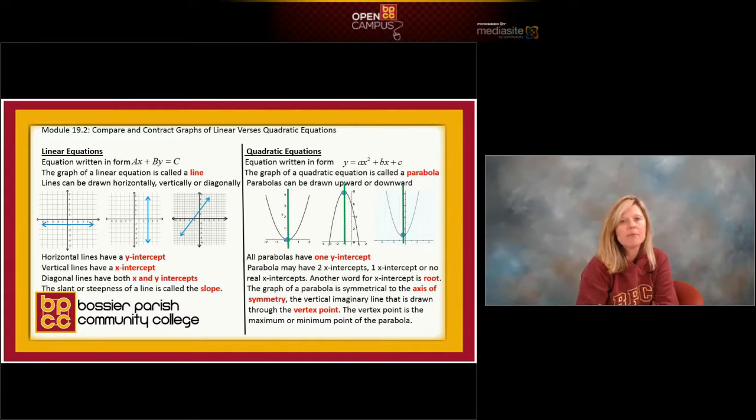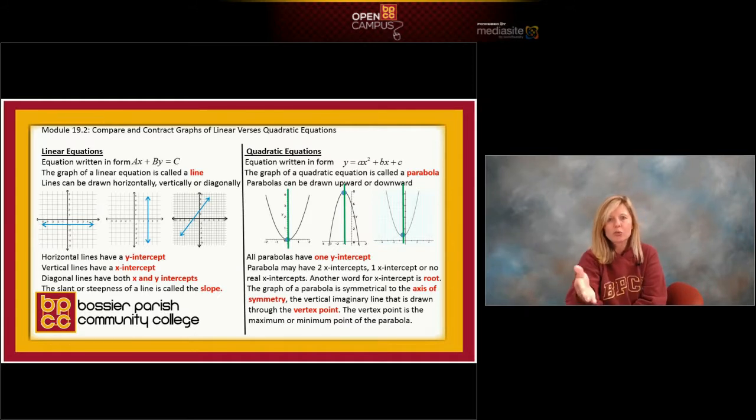Now, there were some vocabulary words you talked about with lines. We talked about the words x-intercepts and y-intercepts. An x-intercept is where your line touches the x-axis. It's an actual point where the line will cross the x-axis. The y-intercept is where the line crosses the y-axis.